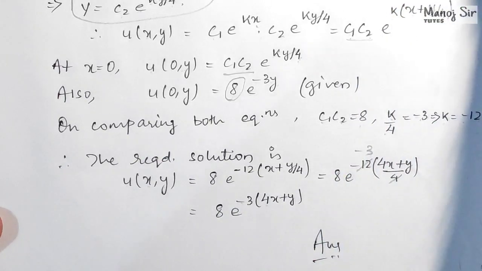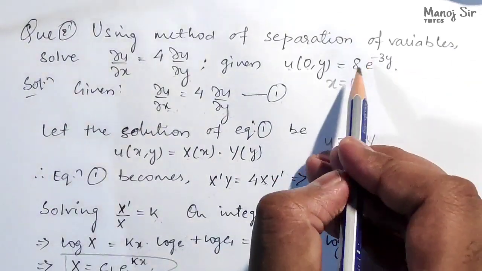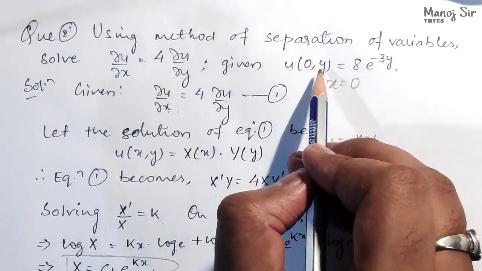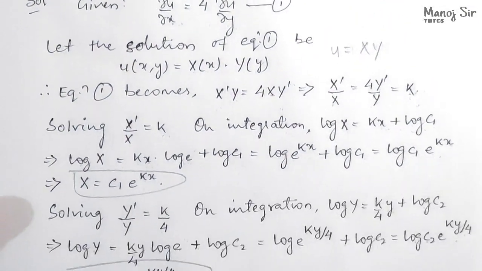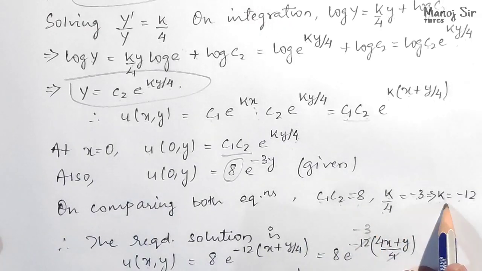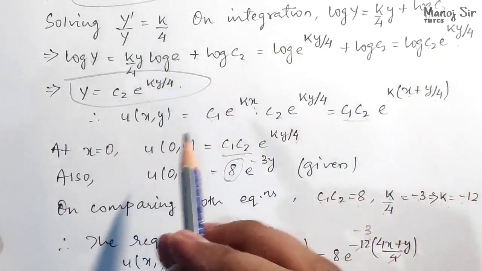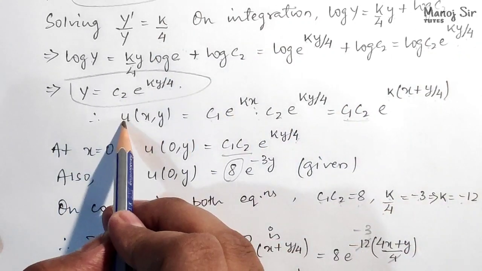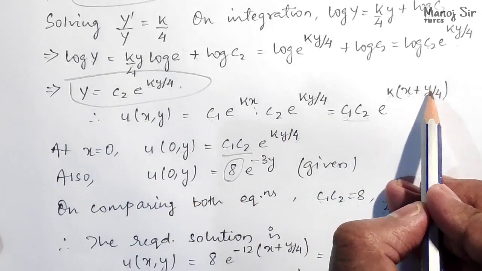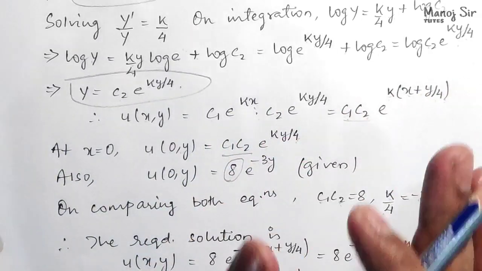Okay, so in this particular problem, this part was given, that is the boundary condition. Because of this part only we have c1 c2 and k. Okay, let's suppose that is not given in the problem, then we can declare this as my answer, that is u, which is a function of x comma y equals c1 c2 into e to the k into x plus y upon 4. This is my final solution if the boundary condition is not given in the problem.